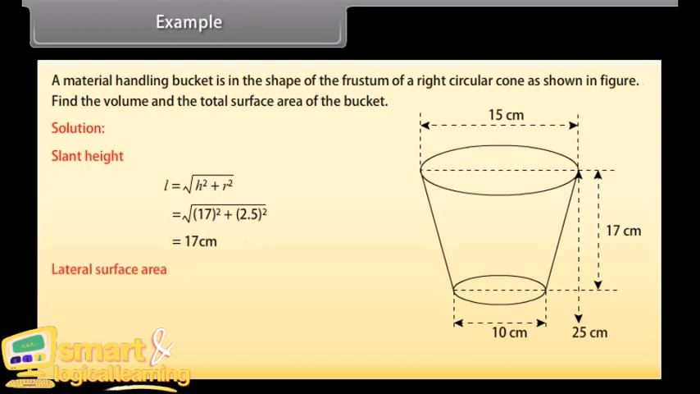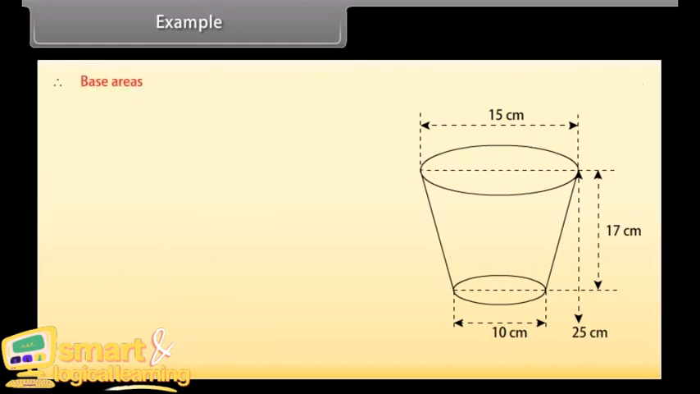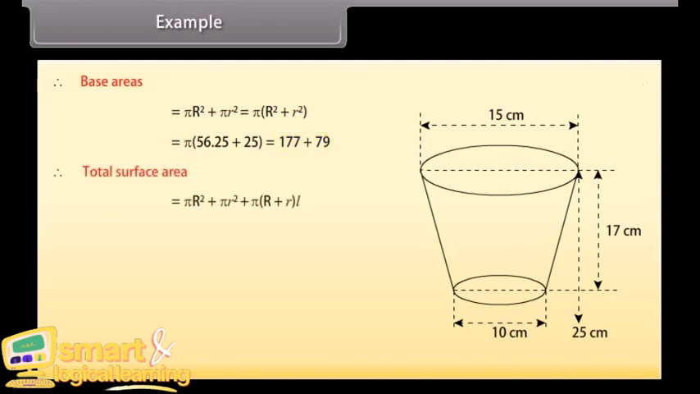Also, lateral surface area is equal to, substituting the values, we get lateral surface area equal to 670 square centimeter. Therefore, base area is equal to, this is equal to 177 plus 79. Therefore, total surface area is equal to, which gives us 926 square centimeter.